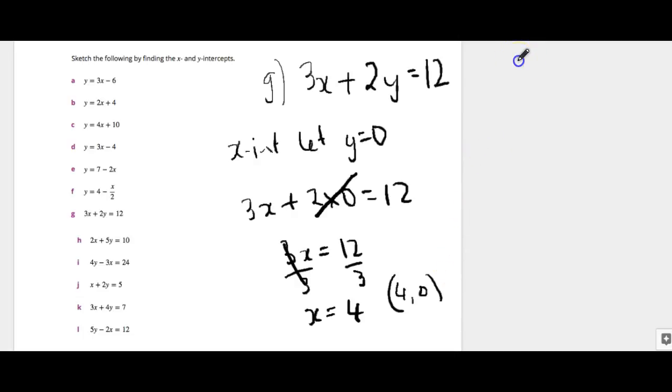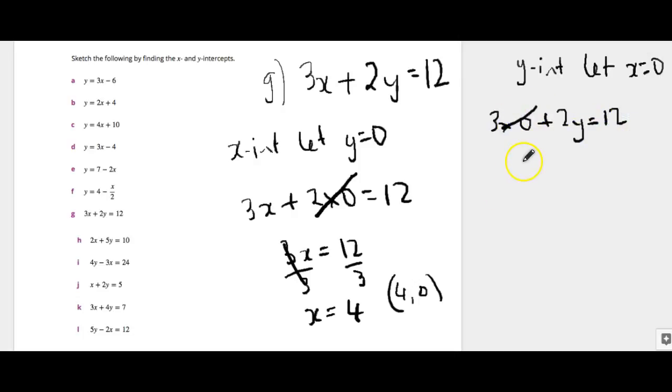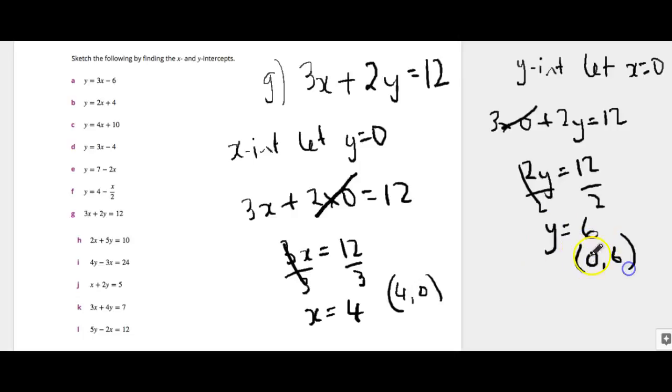Now let's do the y-intercept. And we let x equal 0. So we're going to have 3 times 0 plus 2y equals 12. That cancels out because 3 times 0 or 0 times anything is going to be 0. So 2y equals 12. Divide both sides by 2. So that cancels out. So y is equal to 6, which is the point 0, 6. Remember we put the x first and then the y.